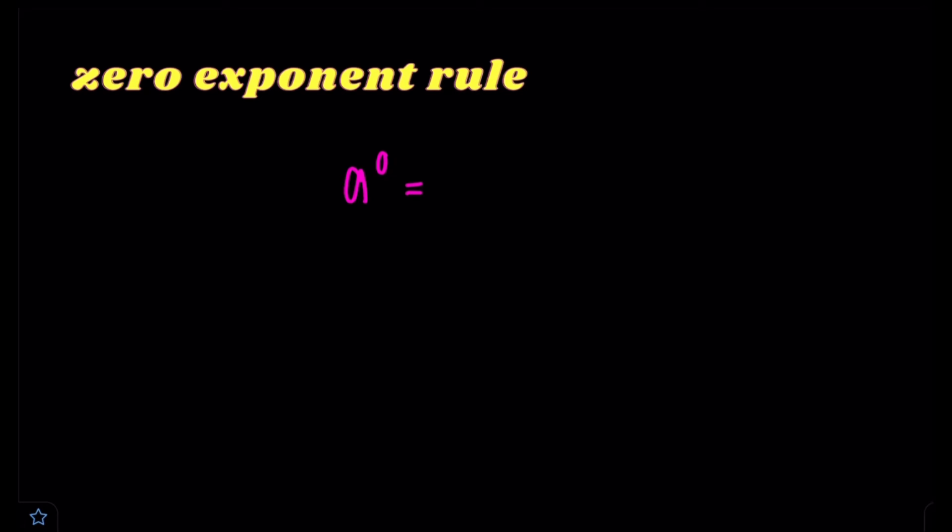For the 0 exponent rule, we simply have to remember that anything to the 0 power equals 1. So for this example, we have a to the 0, which equals 1.